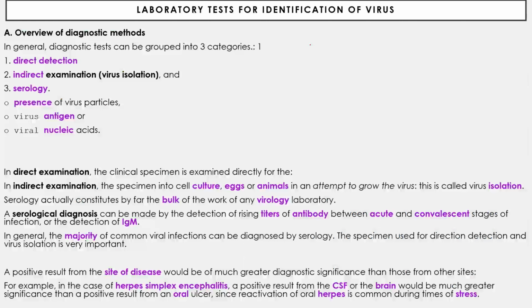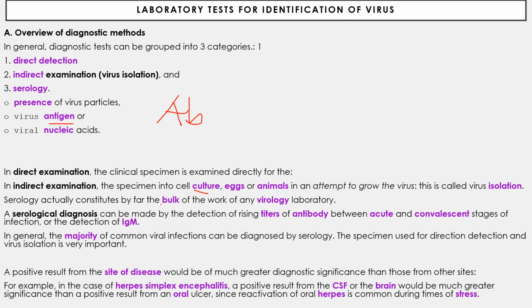Now let's have a general overview of the lab tests for the identification of viruses. So we have your direct detection, we have your indirect examination, and your serology. You would be able to relate to serology in your immunoserology, because in identifying viruses there is the presence of antigens and nucleic acids and even antibodies. In direct examination, the clinical specimen is examined directly. In the indirect examination, the specimen is placed into a cell culture, eggs, or animals in an attempt to grow the virus. This is called virus isolation.